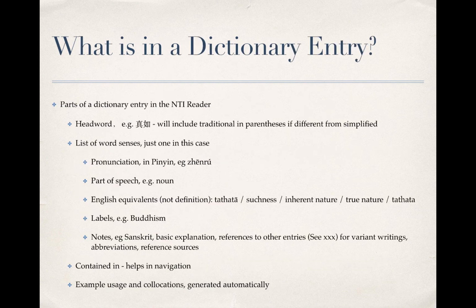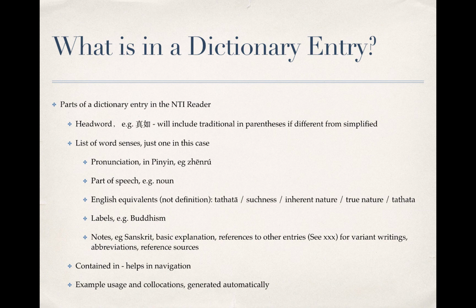So what's in a dictionary entry? Let's look at an NTI dictionary entry in the NTI Reader. For example, let's look at the word for general, which is a Buddhist term. In this case, the simplified and traditional forms are the same. If the traditional were different, it would be shown differently: the simplified would be given first, and the traditional would be given in brackets.